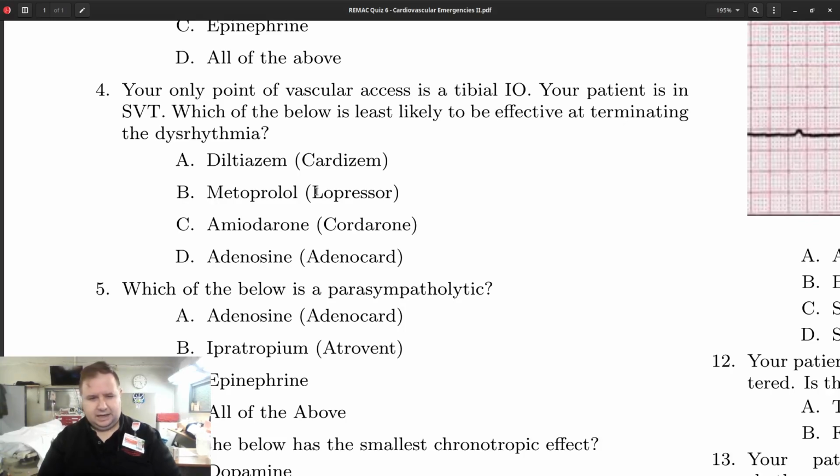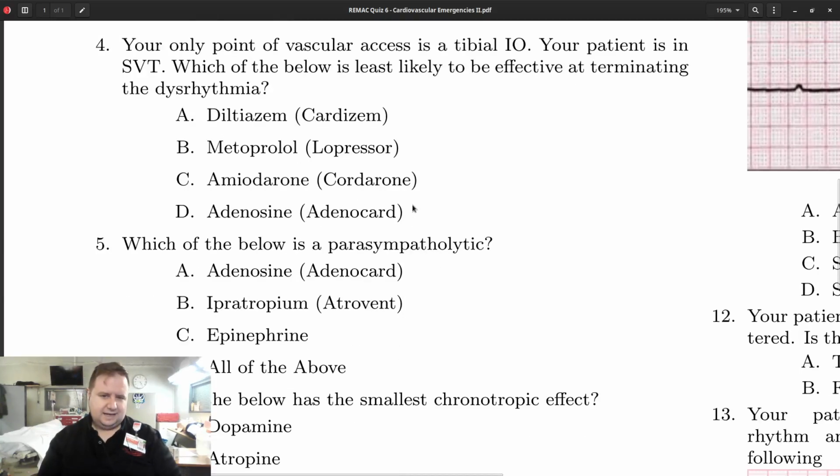And again, unlike adenosine, metoprolol doesn't have to be slammed in very quickly. Finally, amiodarone, it's a sodium channel blocker, calcium channel blocker, potassium channel blocker, and a beta blocker. So amiodarone also is a valid choice for SVT. But here, if you have to use a tibial IO, adenosine is just not going to work.